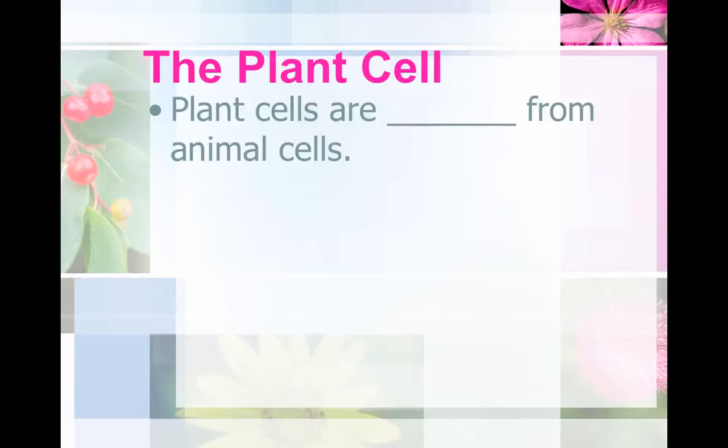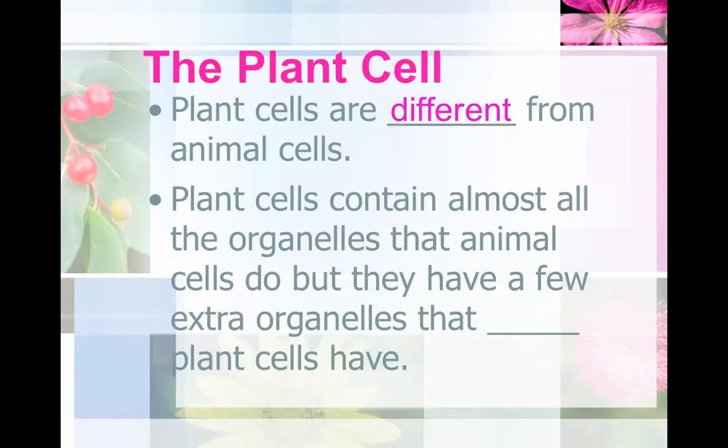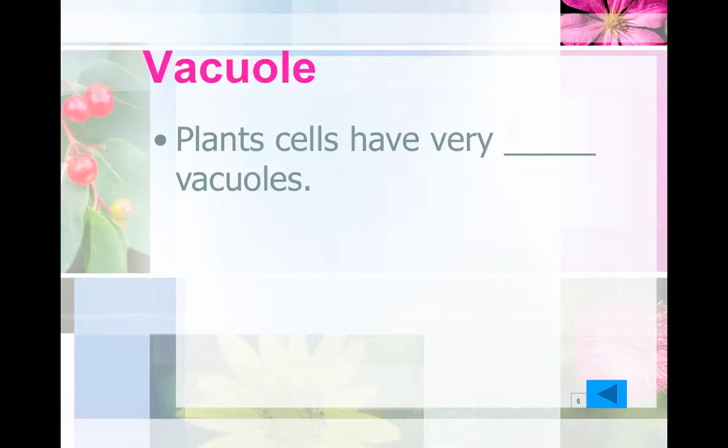All right, the plant cell, let's talk about that. There are a couple of organelles that only the plant cells have. First is the vacuole. Although animal cells have them, the difference with the plant cells is that they are much larger.